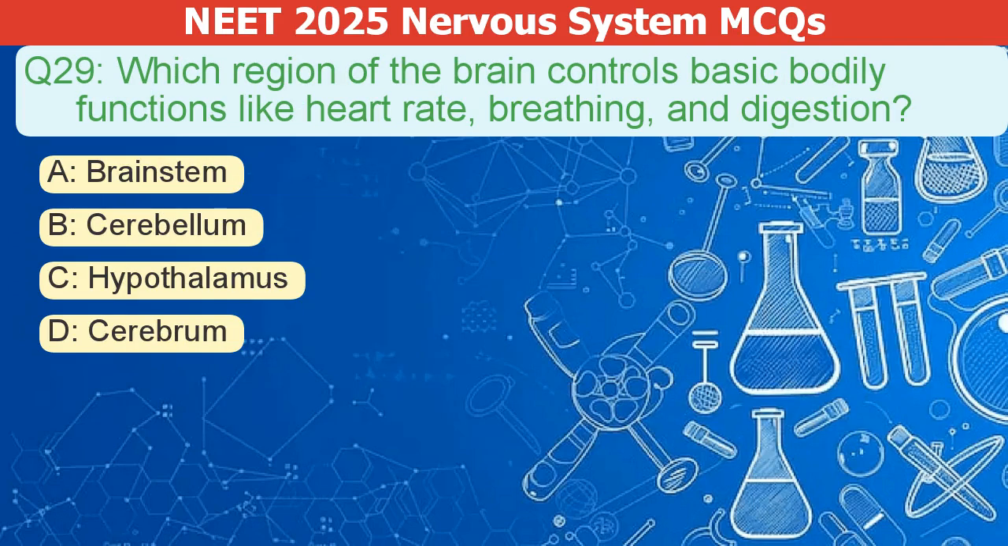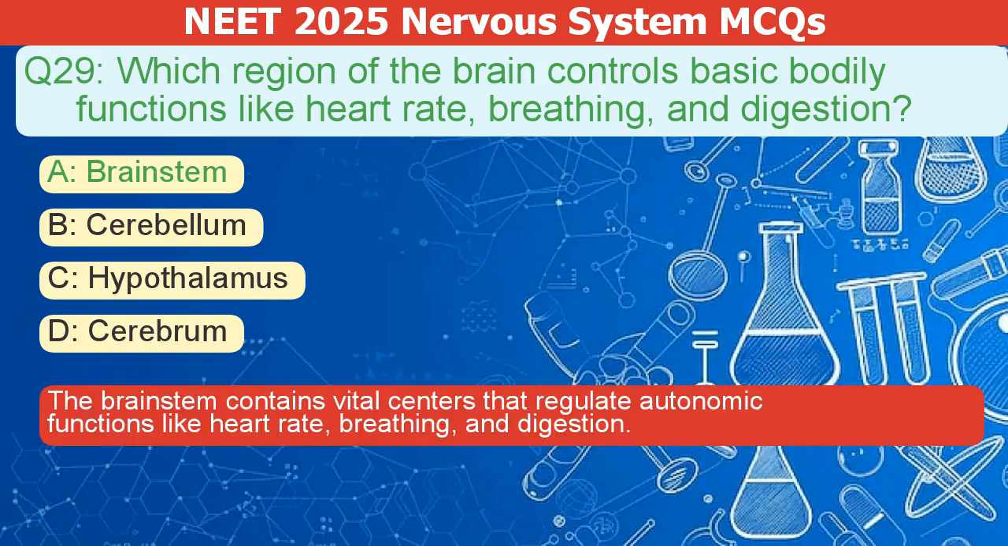Which region of the brain controls basic bodily functions like heart rate, breathing, and digestion? A. Brainstem. B. Cerebellum. C. Hypothalamus. D. Cerebrum. The correct answer is A. The brainstem contains vital centers that regulate autonomic functions like heart rate, breathing, and digestion.